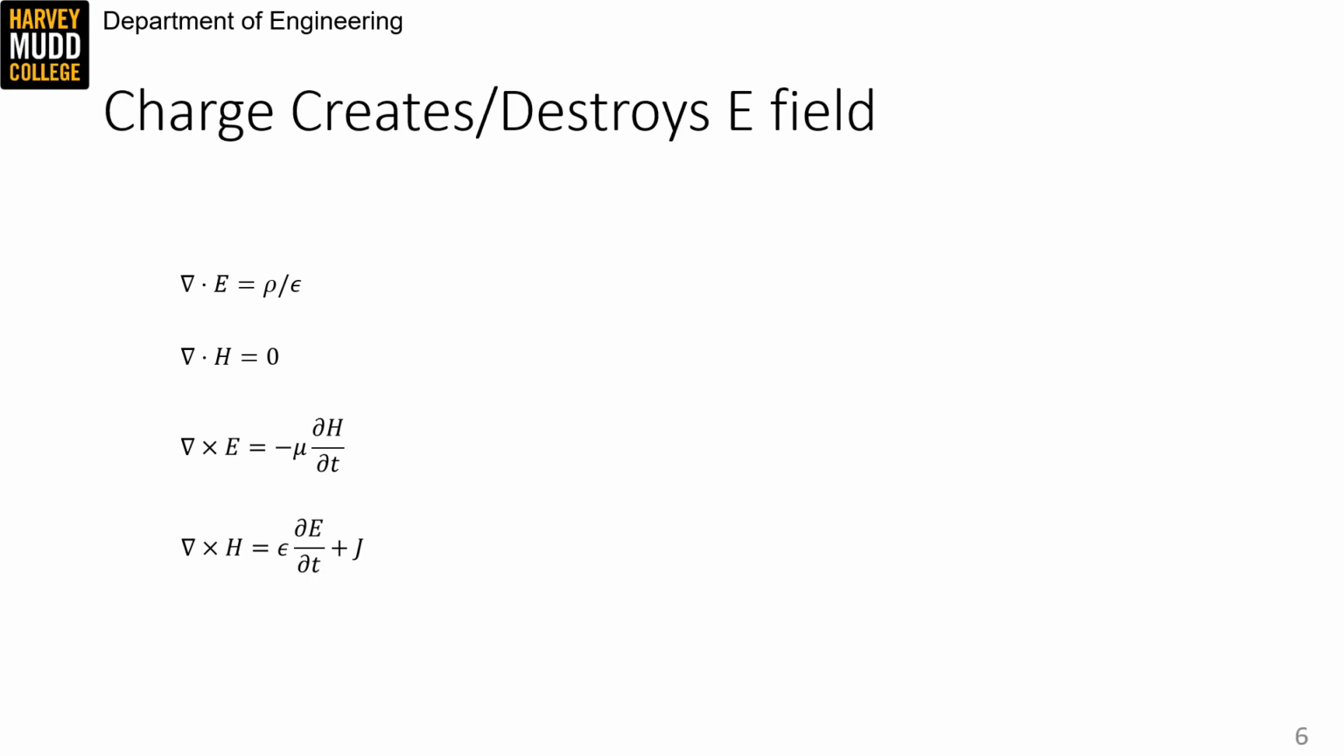These are complicated equations and they have a lot of implications, but I'm going to boil it down to 3 takeaways for the purpose of this video. The first comes from this equation. It says the divergence of the E field is equal to the charge density divided by epsilon.